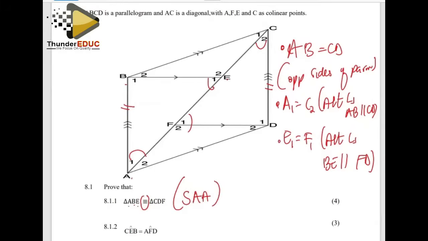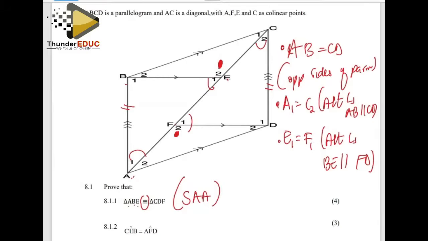Okay, then can we prove that CEB, this angle here, is the same as AFD, the same as this, for 3 marks. So we can also do the proving. First of all, prove that these 2 triangles are indeed congruent.